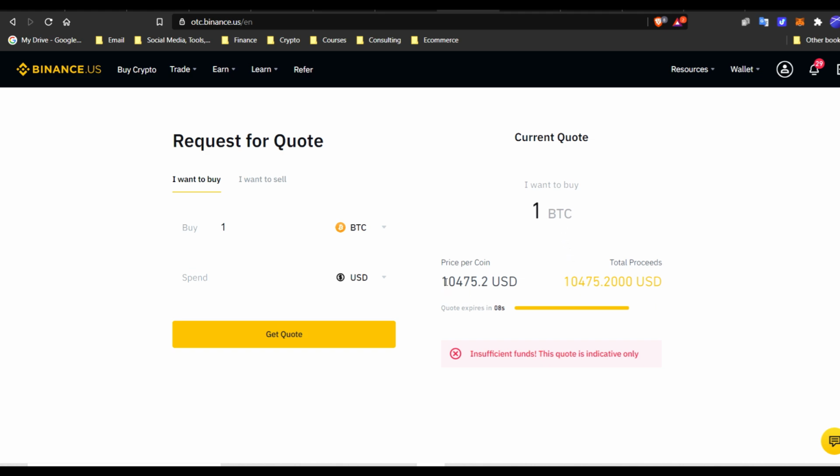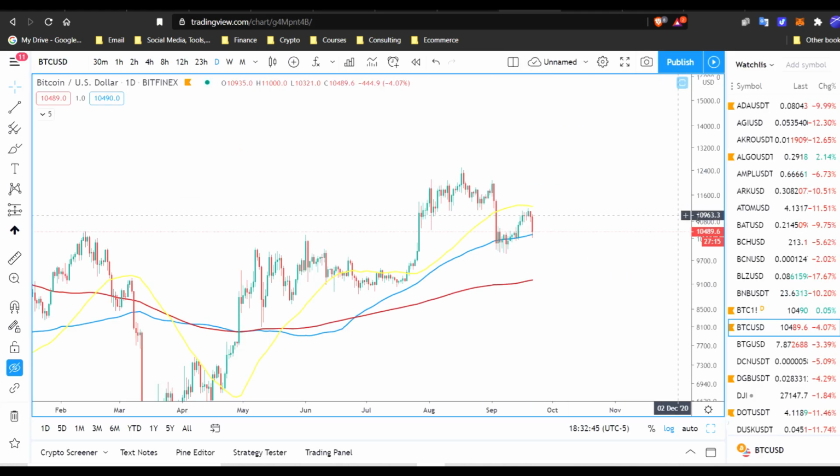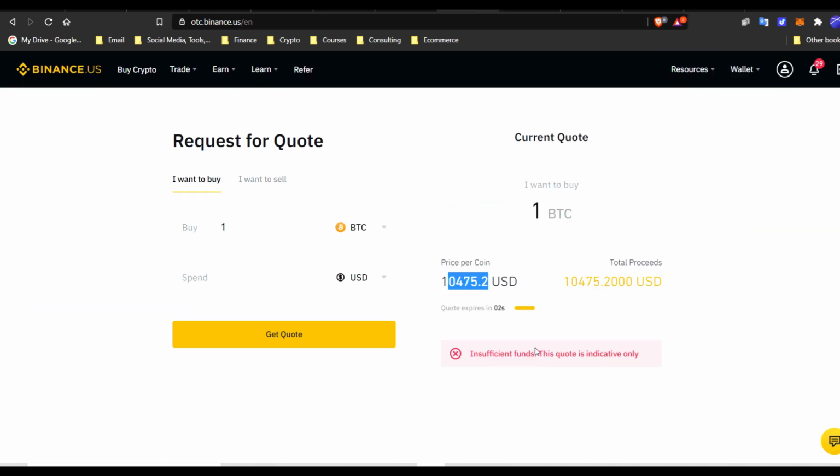And one Bitcoin, 10,475. Let's see the current rate. Is that competitive? 10,489. That's a good deal. So then I would click accept or purchase. Notice that I do not have any US dollar in this account, so it would not obviously allow me to because the funds are insufficient. But if I did have my account fully funded, this would be a great deal and a great price.